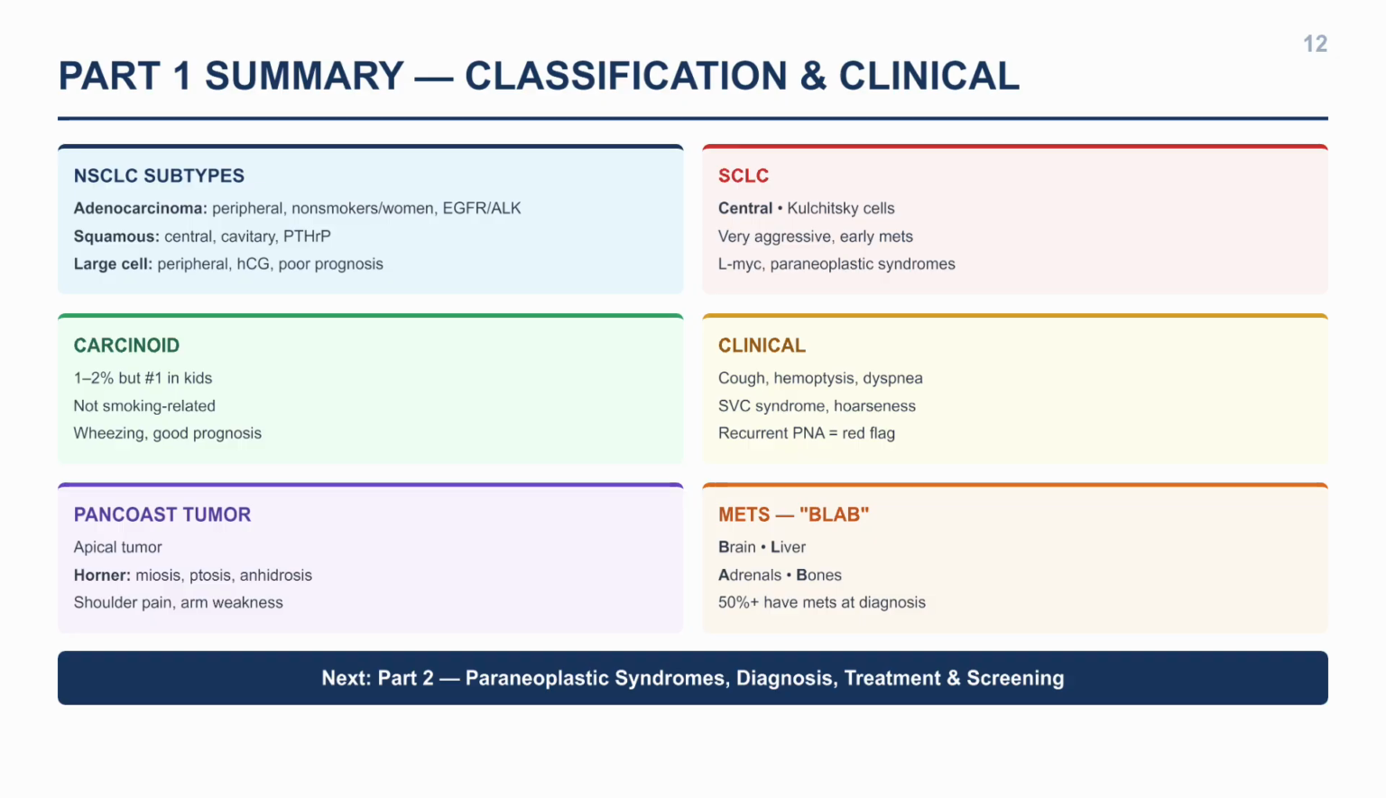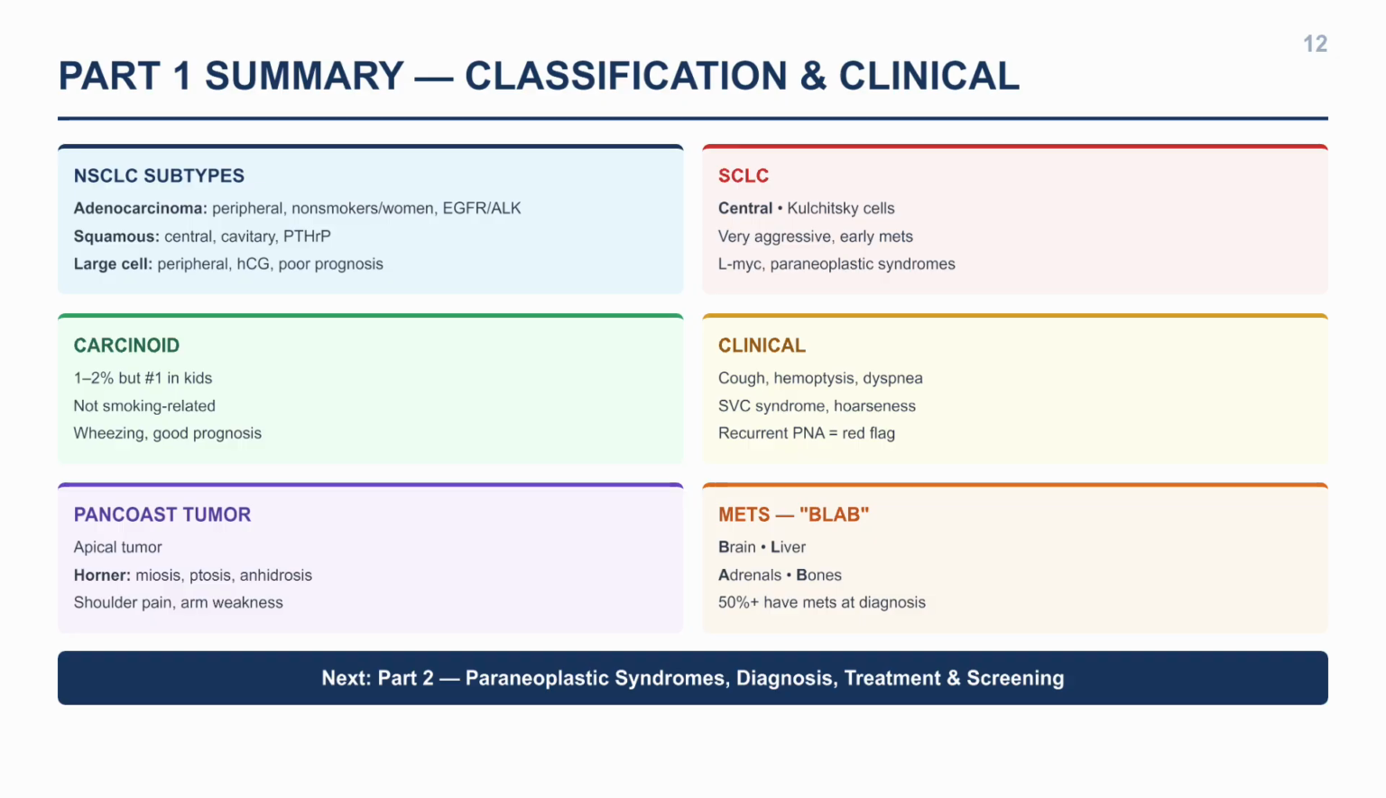Small cell lung cancer is central, strongly linked to smoking, very aggressive, with Kulchitsky cells expressing chromogranin A, synaptophysin, and NSE. Many paraneoplastic syndromes. Carcinoid is rare overall, but the most common primary lung cancer in children. Wheezing from mass effect. Good prognosis.